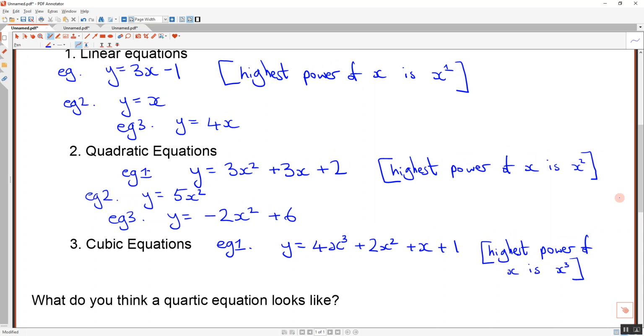So we've got linear equations, quadratic equations, cubic equations, quartic. What do you think a quadratic equation looks like? Where's the 4? Quartic will involve x to the power of 4. Give me an example of a quartic. Y equals 5x to the power of 4 plus 3. Yep, that is a quartic equation.